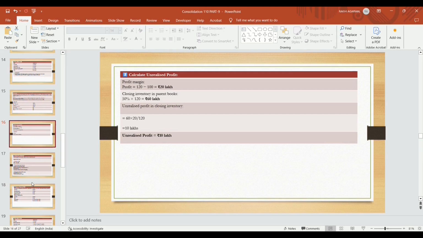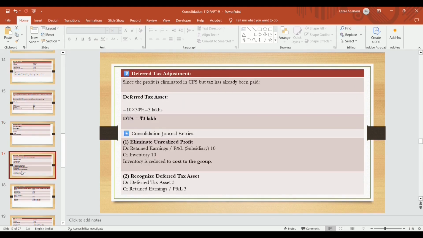That unrealized profit is to be eliminated from inventory and also from retained earnings. Deferred tax adjustments: since the profit is eliminated in CFS but tax has already been paid, deferred tax arises. A deferred tax asset will arise. 10 lakhs into 30% becomes 3 lakhs. DTA arises of 3 lakhs.